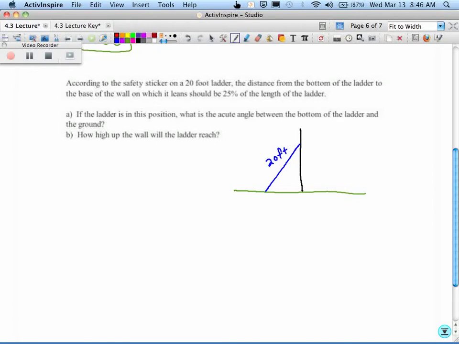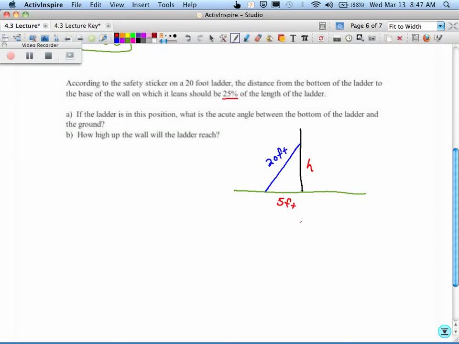According to the safety sticker on a 20-foot ladder, the distance from the bottom of the ladder to the base of the wall on which it leans should be 25% of the length of the ladder. If I put the base of the ladder too close to the wall, what happens? It falls over. I start climbing it and all of a sudden I tip backward. Or if I put a 20-foot ladder 4 feet from the wall, as soon as I start walking up, boom, it just goes straight up. So, what is this distance right here? What's 25% of 20? 5 feet.